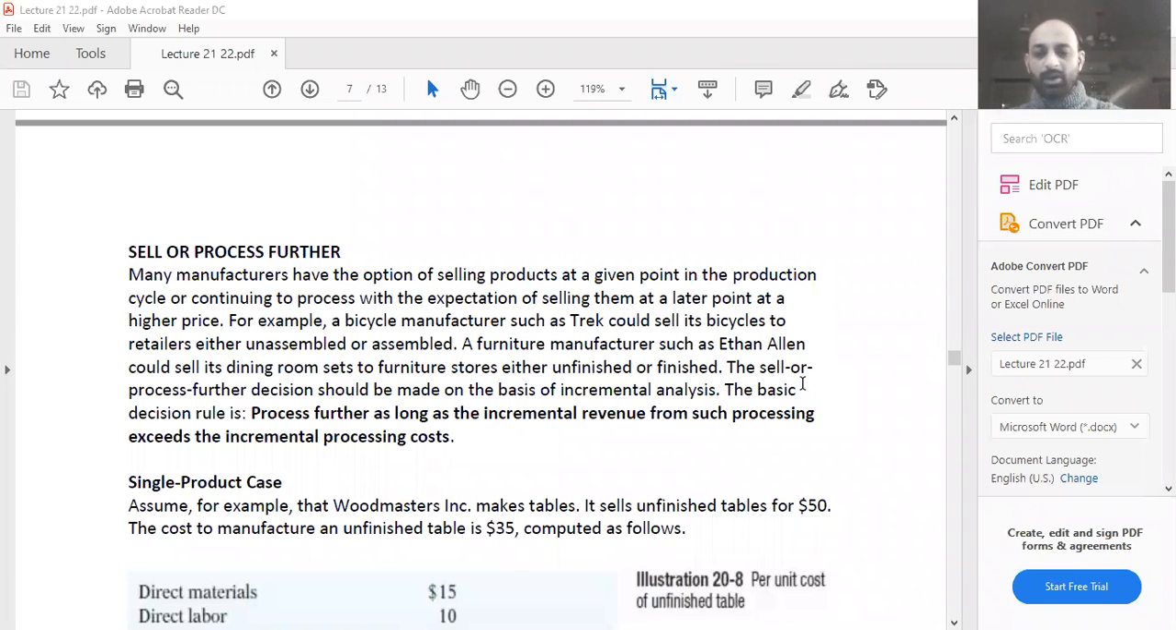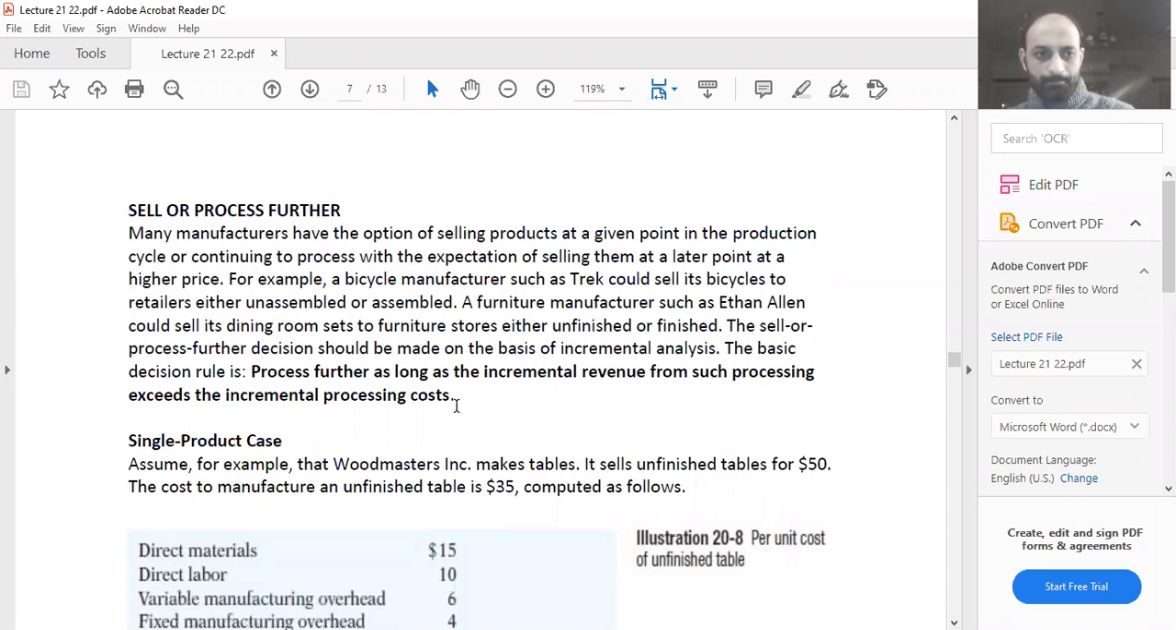We'll continue with the concept of incremental analysis. Now we will look at the case study of whether you should sell or process further any product. Many manufacturers have the option of selling products at a given point in the production cycle or continuing to process with the expectation of selling them at a later point at a higher price.